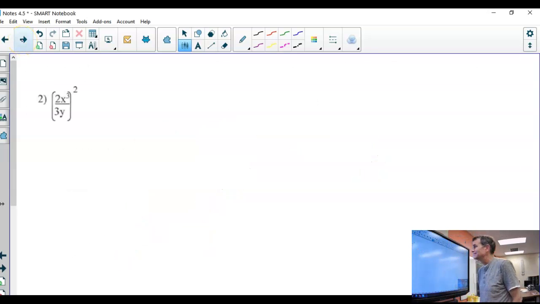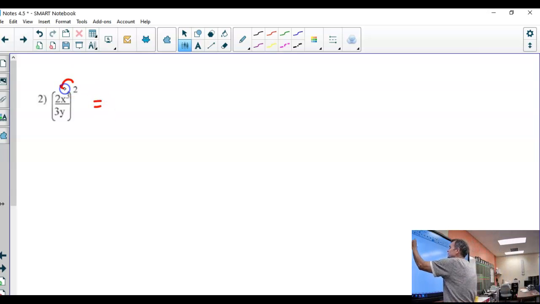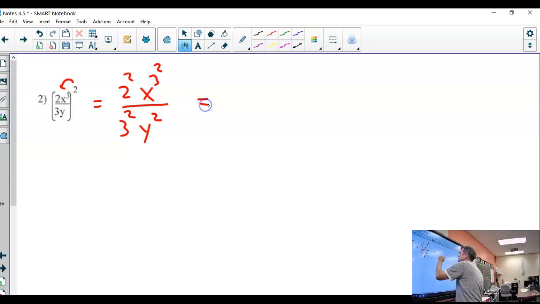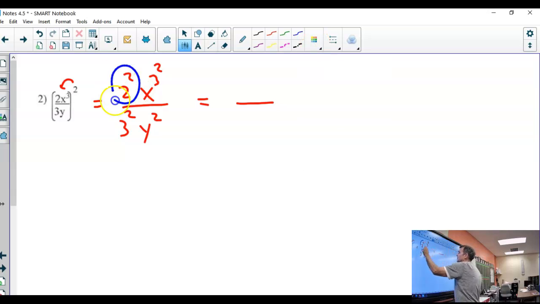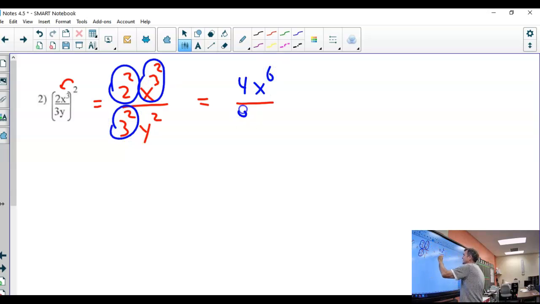Last example, and we're done. Again, try it on your own and then see if you got it right. Stop the video and try it, and then unpause it and see if you got it. So this 2 needs to be applied to everything. 2 to the 2nd, x to the 3rd to the 2nd, 3 to the 2nd, and y to the 2nd. And what does all that equal? 4, x to the 6th, 9, and y to the 2nd.